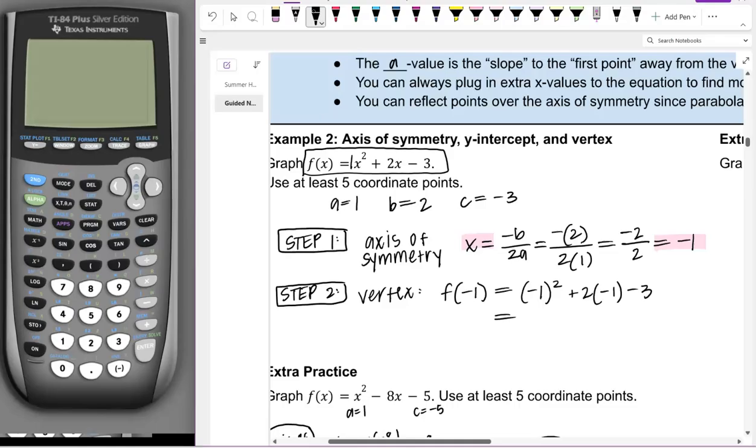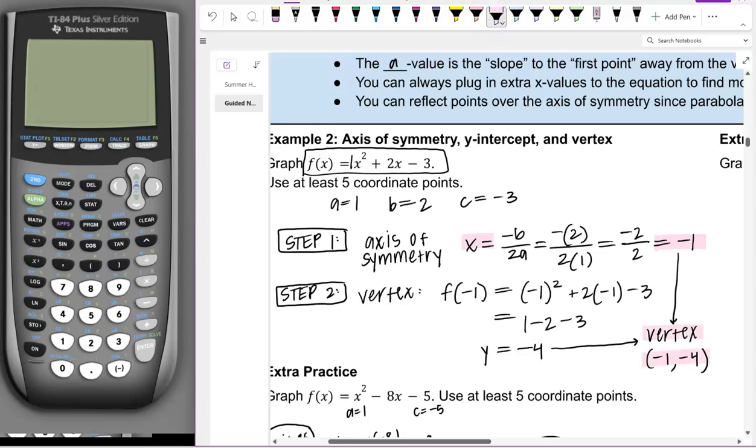Simplify that with PEMDAS. Negative 1 squared means negative 1 times negative 1, that's positive 1. Then multiply 2 times negative 1 is negative 2. Then add and subtract: 1 minus 2 is going to be negative 1, minus another negative 3 would be negative 4. So that's our y value, since that's f of negative 1. Putting that together with the x value, you get a vertex point negative 1 comma negative 4.